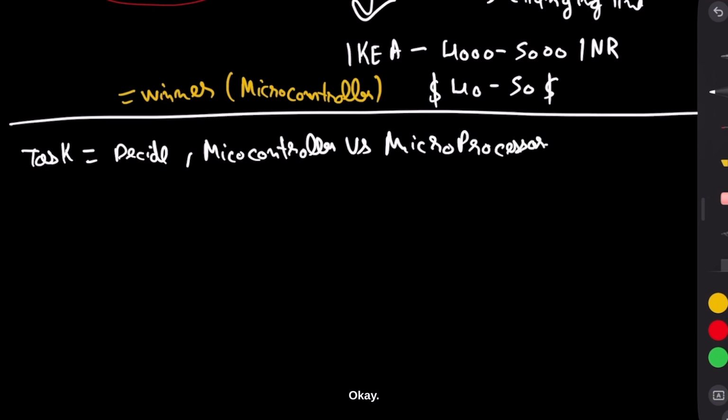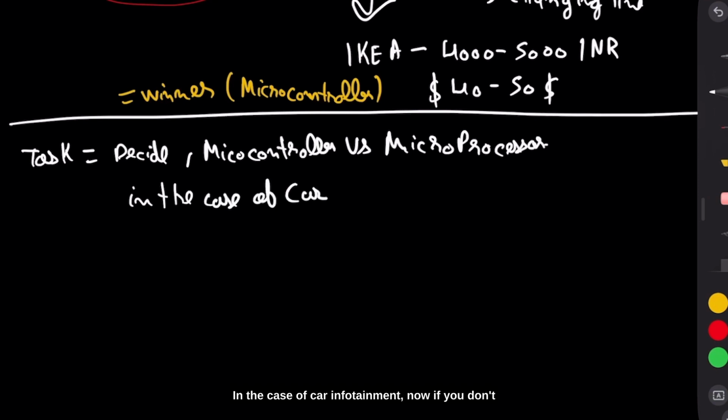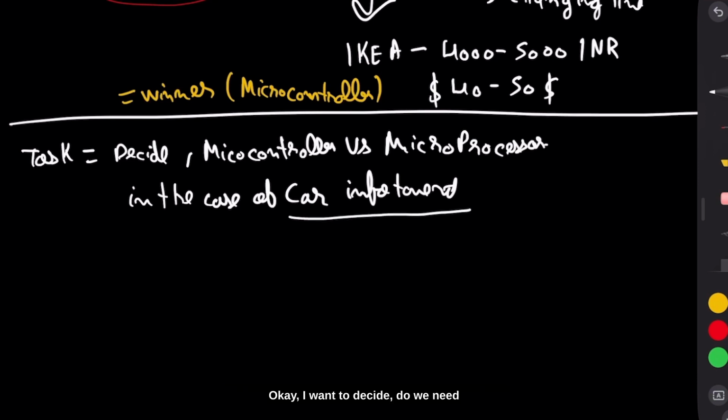So, okay. In the case of a car infotainment system. Now, if you don't know what an infotainment system is, it's basically on the dashboard where you play songs, where you have GPS, where you have multiple things at the same time. That's the car infotainment system. Okay, I want you to decide: do we need a microcontroller or do we need a microprocessor? And then come back after you have solved it. You can start your task now.